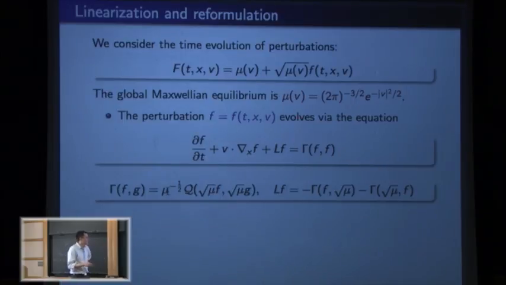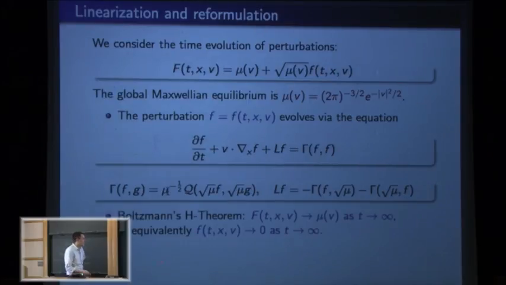So the perturbation, the lowercase f, looks like this. Partial f partial t plus v dot grad x f plus L of f is equal to gamma of f, f, where gamma is this formula and L is this formula. I describe L in terms of gamma and gamma in terms of Q. So I have rigorously told you everything.